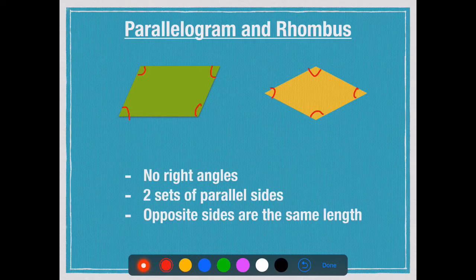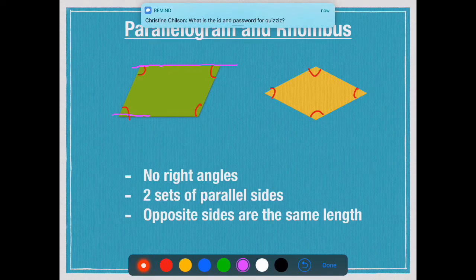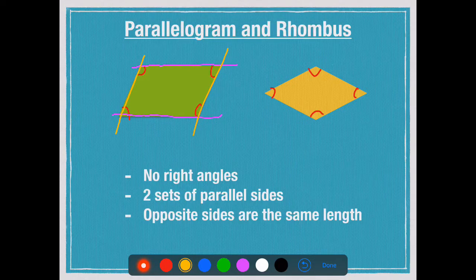But they do have 2 sets of parallel sides. Again, the top side and the bottom side are parallel. And then those 2 sides are parallel. And same thing with a rhombus. Also, the opposite sides are the same length, but a rhombus, again, is a little bit special because all of the sides in a rhombus are equal, just like a square.